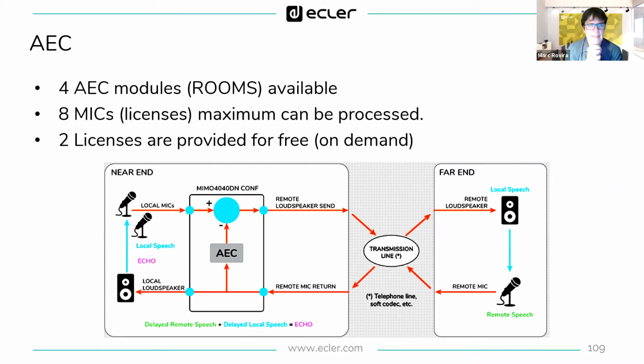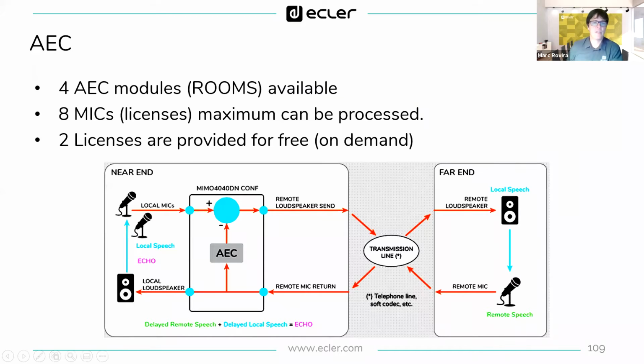Two licenses are provided for free on demand. What does this mean? That from the factory, there's no license provided, okay? You have to ask your distributor, or if you are a distributor, you have to ask us to get these licenses for free, at no cost, but they have to be asked for. These two licenses mean two microphones, okay? So the maximum number of licenses is 8, as we have 8 microphones at maximum.